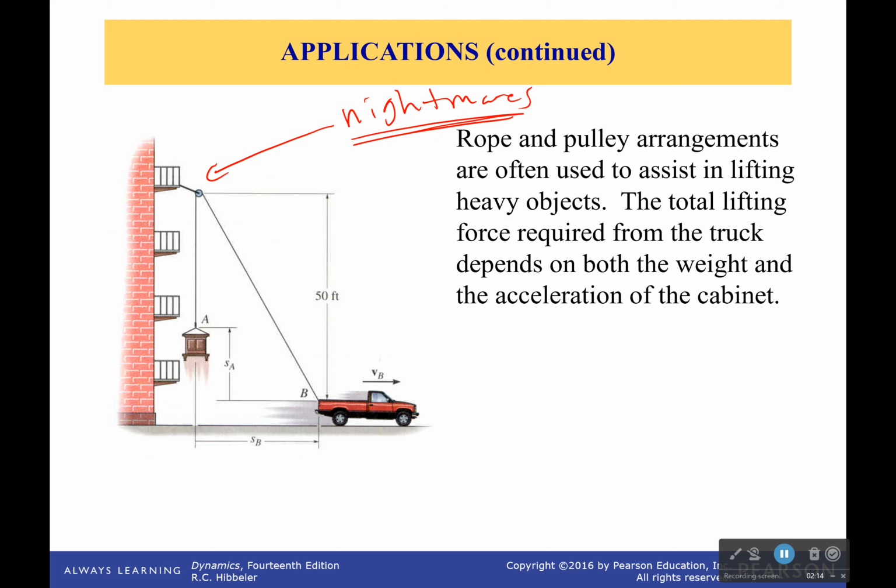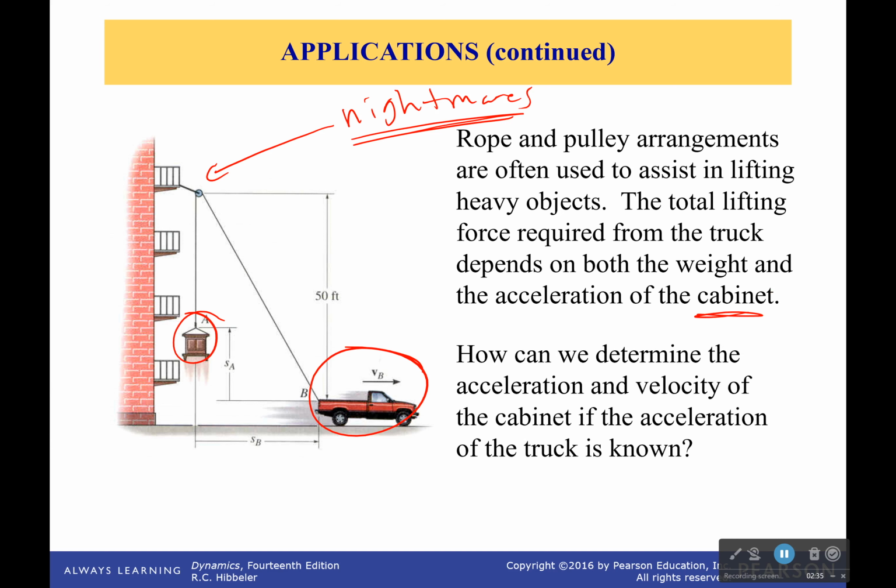Now, we know what the truck velocity is, and we also know the weight of this guy right here. So can we figure out how much force is going to have to be applied to pull this upward and get it going? And also, if we know what the velocity of the truck is, can we figure out what the acceleration of the cabinet is going to be? Lots of things going on here. So there is going to be a relationship between this one's motion and this one's motion based on this rope. And that's what we're going to be learning about in this class period.